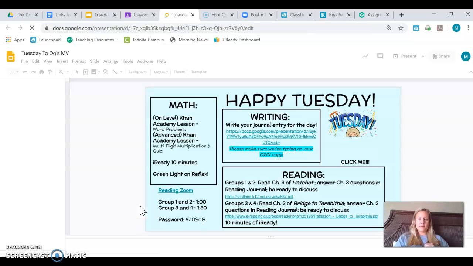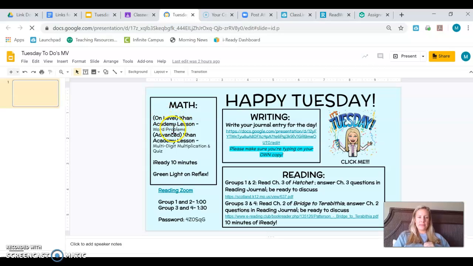You've got, for math, on-level math, you have word problem lessons on Khan Academy. Advanced math, you have multi-digit multiplication lessons and a quiz on Khan Academy. This is review right here for that class. Both math classes need to get iReady 10 minutes at least each day, and a green light on Reflex. That's for math. And then for writing, you need to continue doing the journal entry each day. Make sure you're typing on your own copy, not on mine.